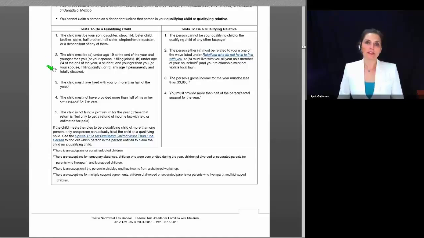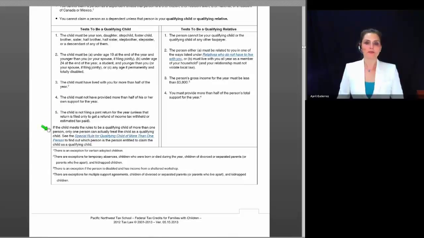Well, we can see that's a big difference between the qualifying child for dependency and the qualifying child for child tax credit. For the child tax credit, the child has to be under age 17. And number 3, the child must have lived with you for more than half the year. Number 4, the child must not have provided more than half of his or her support for the year, and the child is not filing a joint return for the year unless the only reason that they're filing it is to get a refund of tax withheld or estimated tax paid.